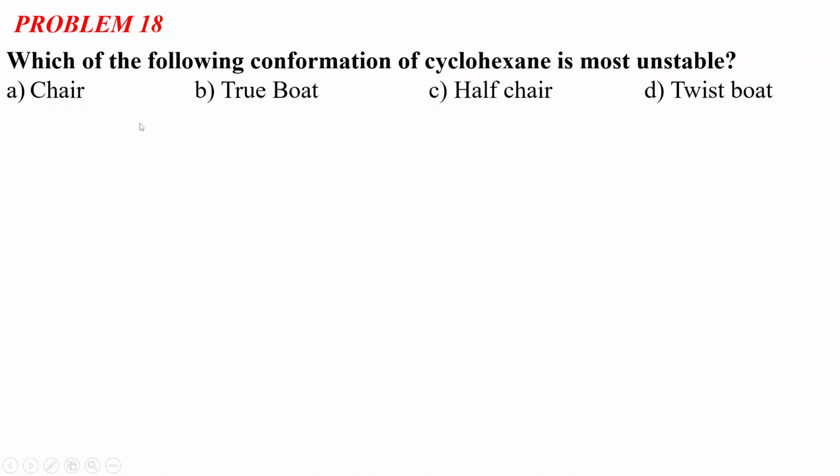So, number 18 says: which of the following conformations of cyclohexane is most unstable? Options are A, chair; B, true boat; C, half chair; and D, twist boat. We did read about cyclohexane in the previous slides, and it is related to that part. So you have to identify which of the following is most unstable.